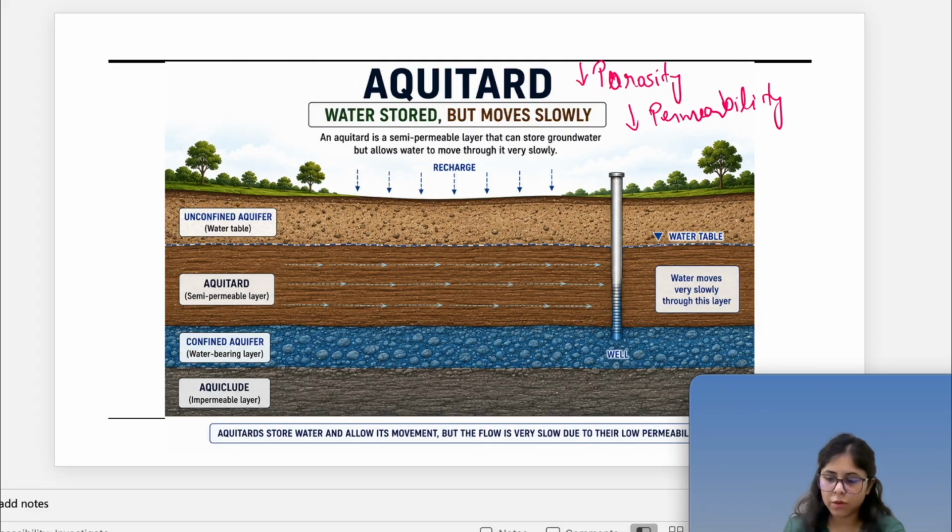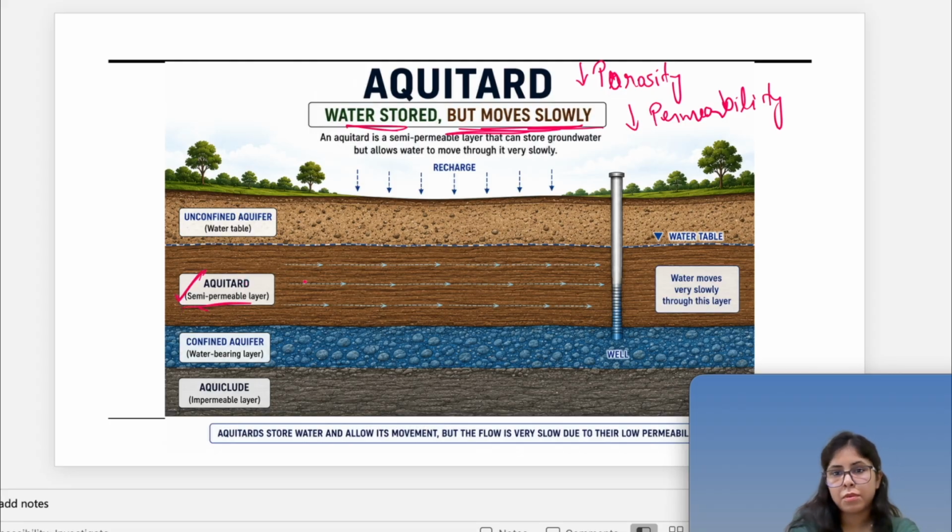But it is also very low. Okay, so if we compare it to aquicludes, aquicludes are very highly porous, but aquitards are less porous, and it is permeable, but also very less permeable. So what happens here, the water can seep, water can flow, but it flows very slowly. So water is stored in aquiclude, it was not at all able to move, but in aquitard it moves, but it moves very slowly.